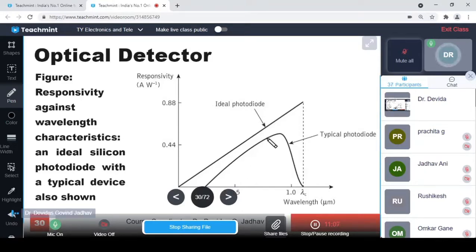This wavelength is called the cutoff wavelength. At that wavelength the energy becomes equal to the band gap energy, and at longer wavelengths the energy becomes lesser than the band gap energy, so it cannot be detected.